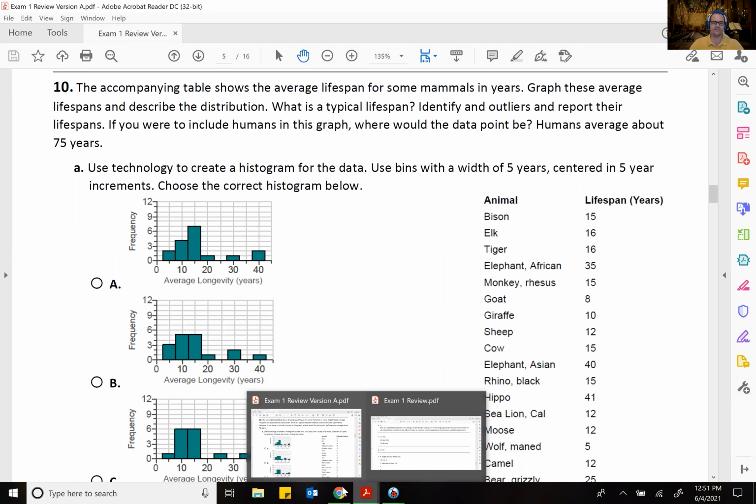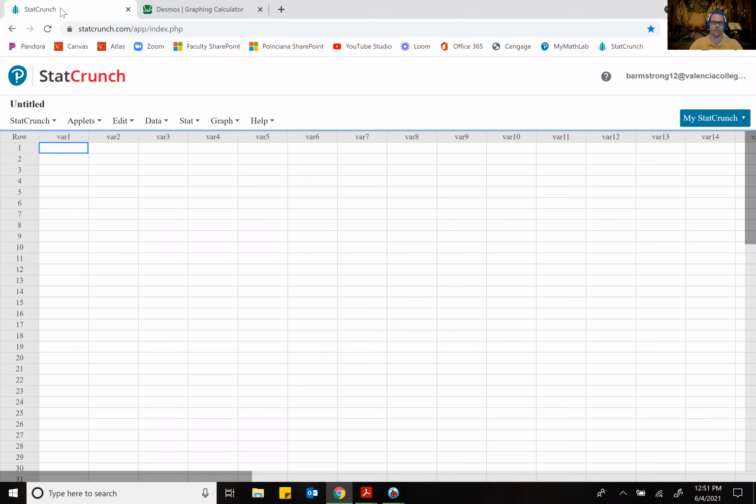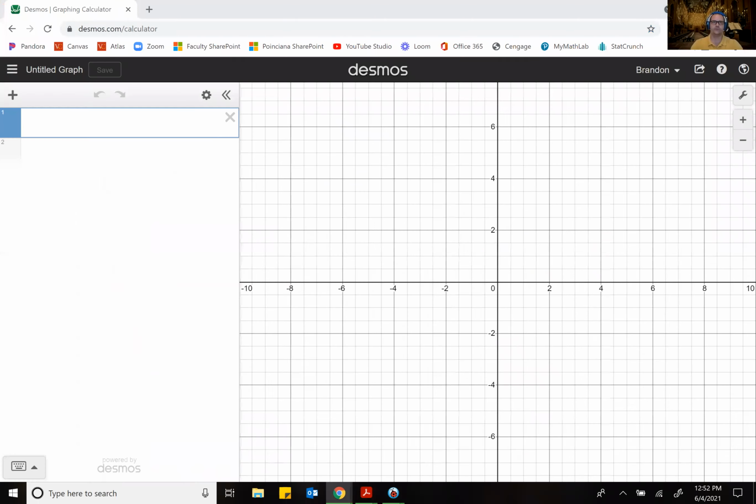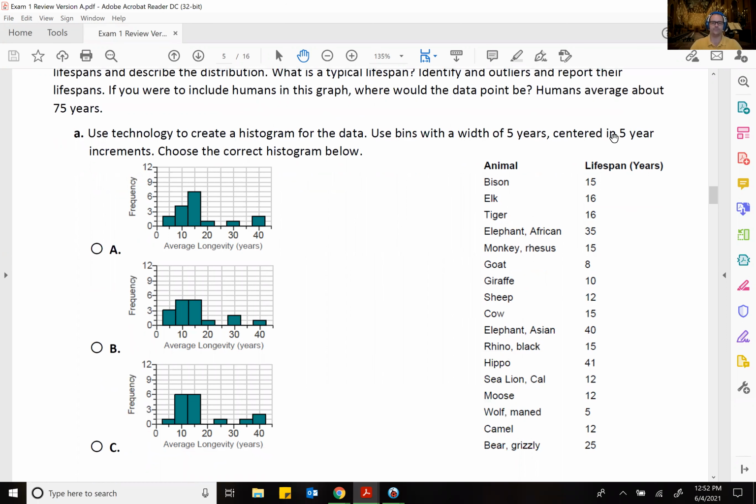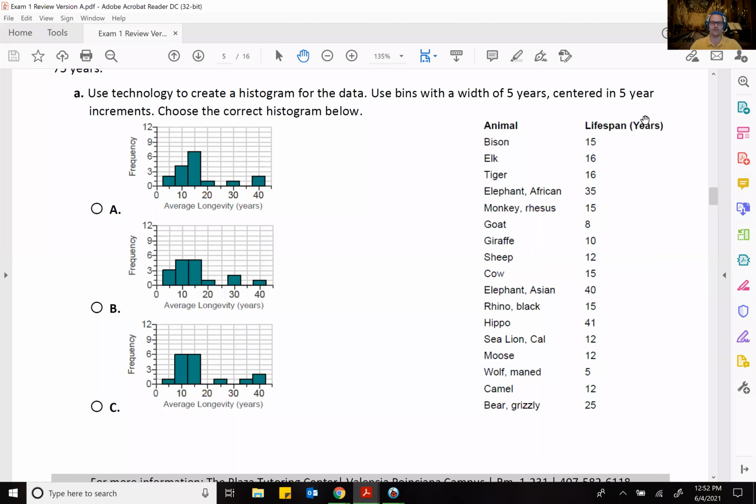So let me take StatCrunch. I'm going to just slide this over onto my other computer screen, so that way I can see this table and put in my values real quick. I'm going to need to put all these values right here in StatCrunch. So I'm going to call my variable lifespan.